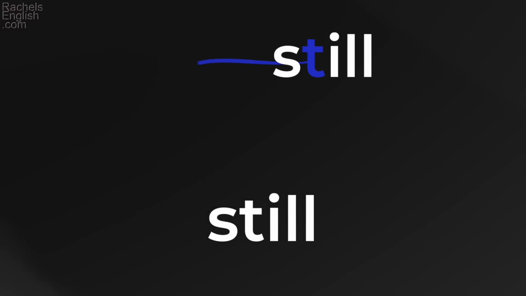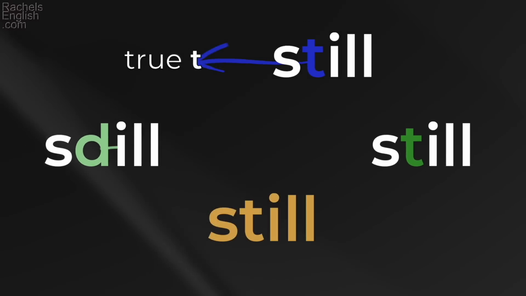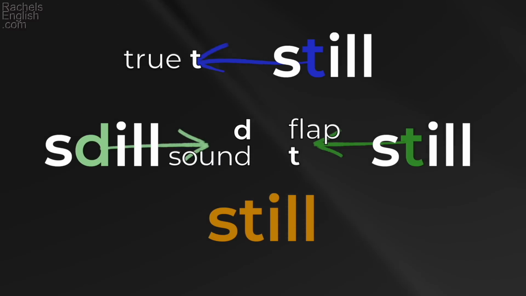For example, in the word still, I found it sometimes sounded like a true T, but sometimes sounded more like a D or flap T, still. A lot of times I marked a true T because it was the best label, but it was kind of weak or not very clear or crisp. Okay, here it is, the rest of the talk.